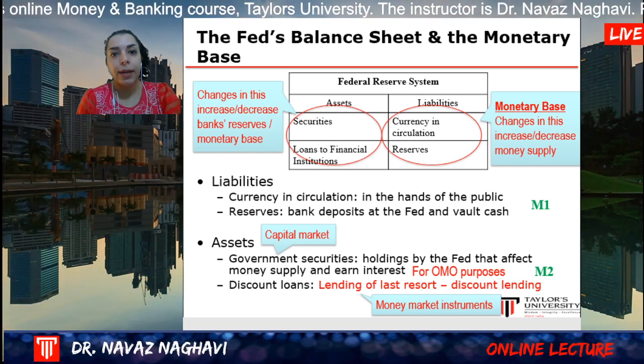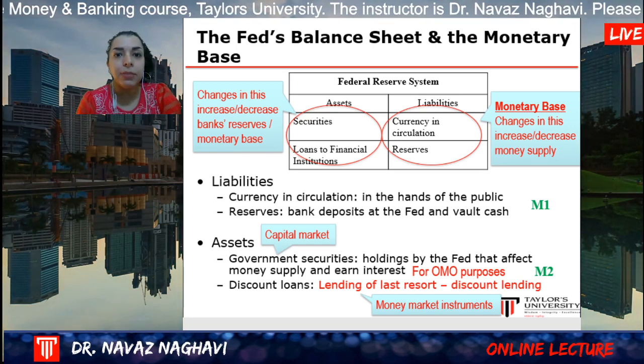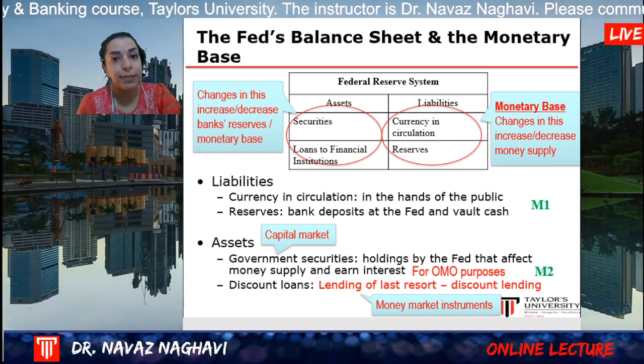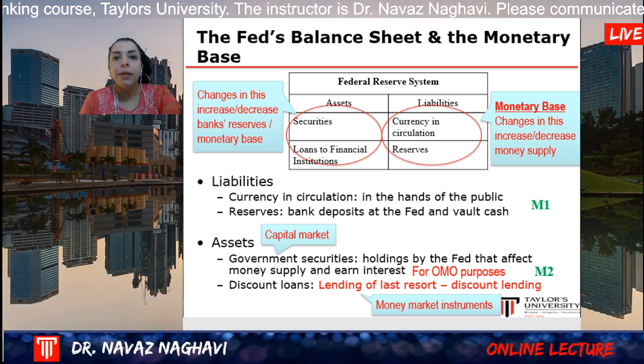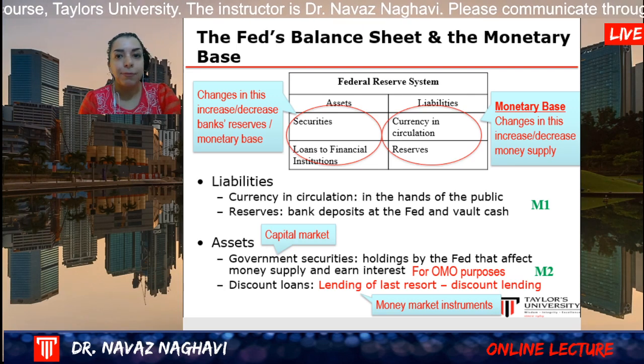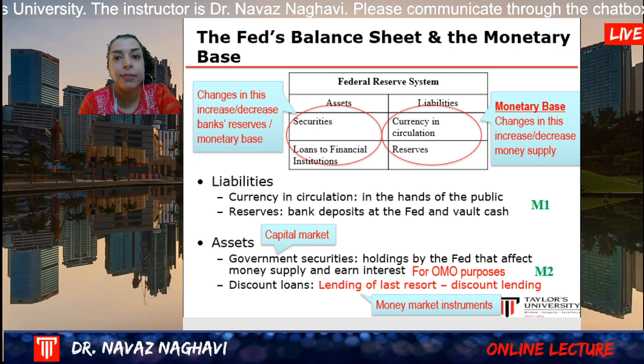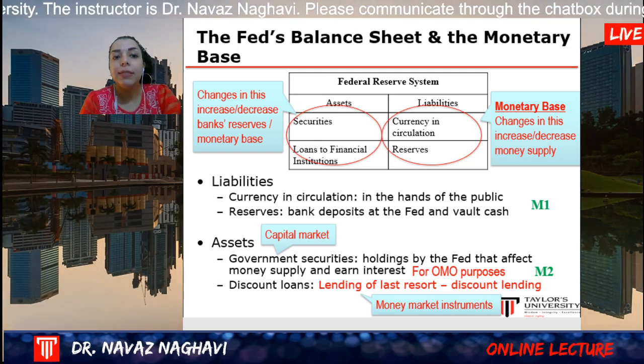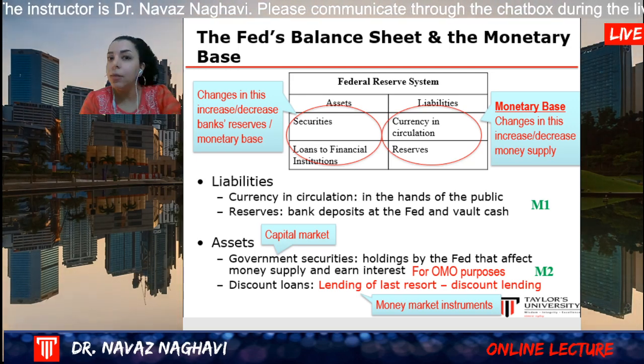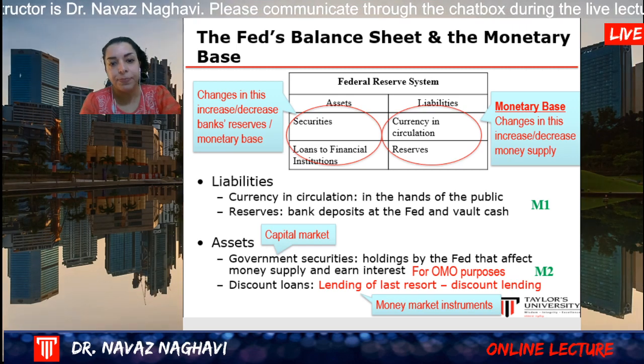But loans to financial institutions are something which is not in control of the Central Bank, the Fed. Why? Because it depends on the banking system, whether they need some reserve and have to get a loan from the Federal Reserve or they don't need. So that's why this loan is something which is not in control of the Federal Reserve.